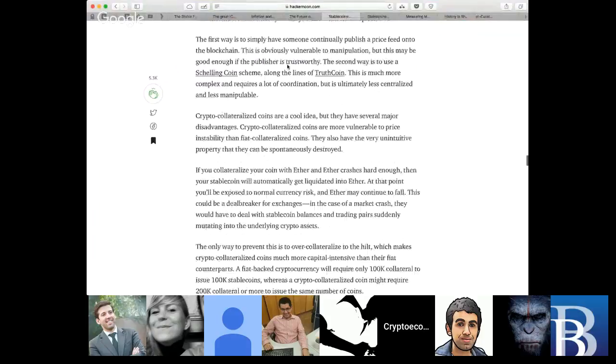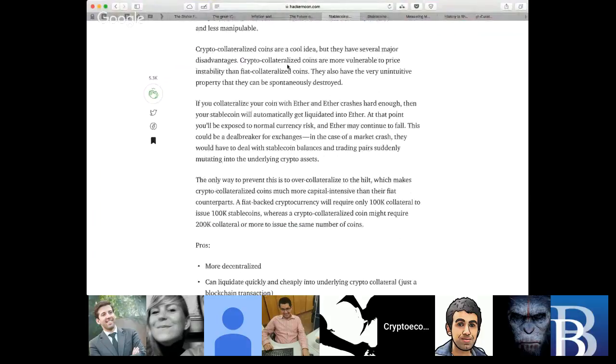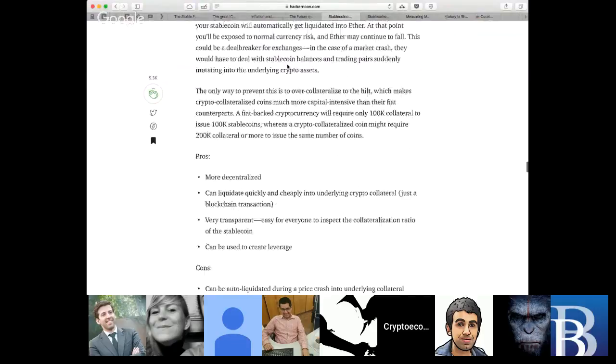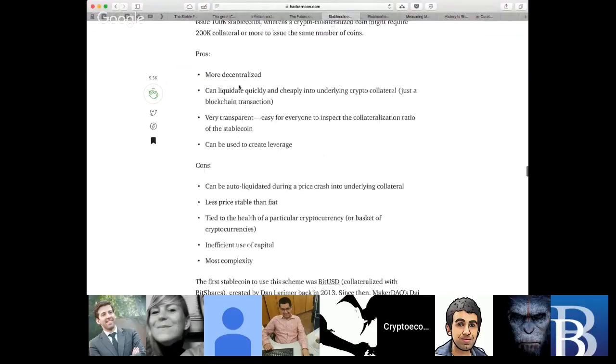Okay. In this category is where you find Maker, for instance. It's a lot more decentralized, obviously. The liquidation part is very quick and cheap.